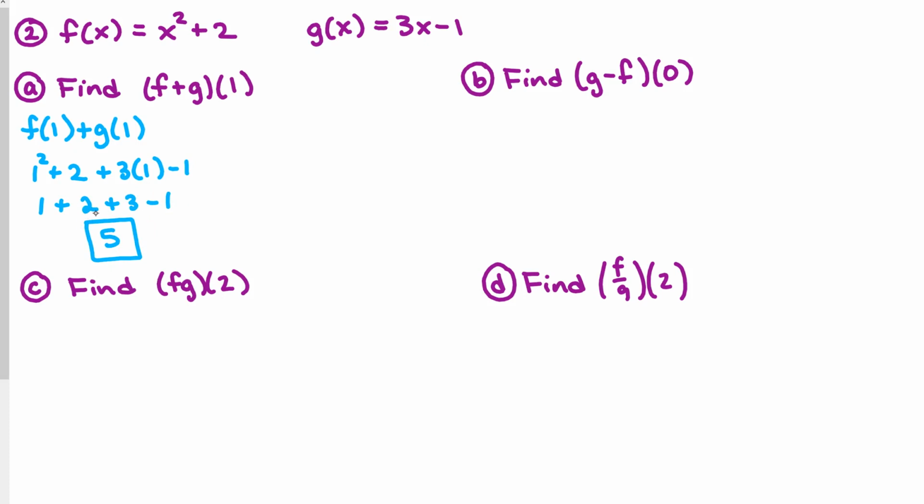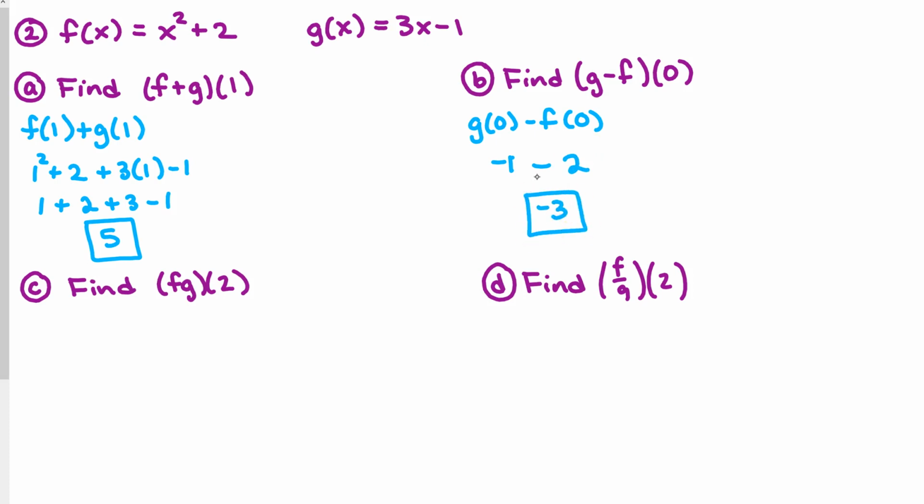In part B, it says find g minus f of 0, and that means the same thing as g of 0 minus f of 0. And for g of 0, 3 times 0 minus 1, we get negative 1. And for f of 0, 0 squared plus 2, we get 2. So negative 1 minus 2 is negative 3.